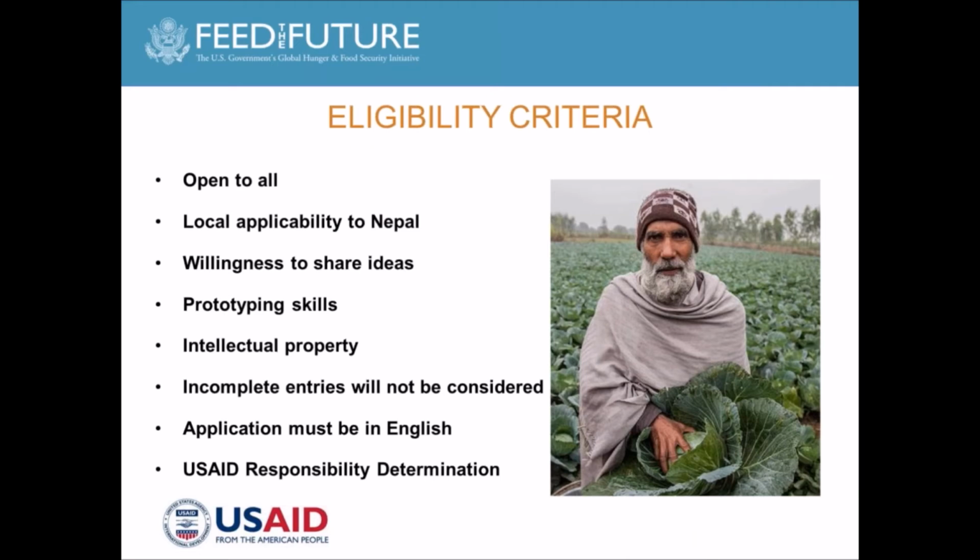And the last one, the USAID responsibility determination, means that USAID will conduct a responsibility determination prior to the award to ensure that the award to the organization complies with applicable USA law, including regulations administered by the Office of Foreign Assets Control of the USA Department of Treasury. And for more information, on the Data-Driven Farming Prize platform, in which you will find all those eligibility criteria listed, you have a link that brings you to where you can find more information about these criteria.